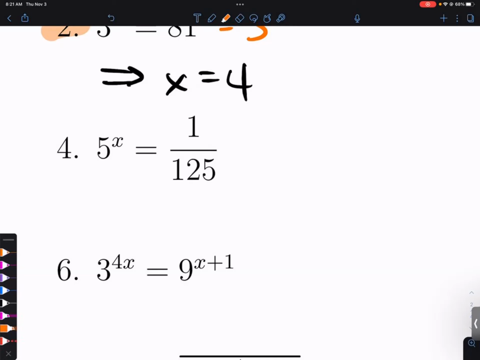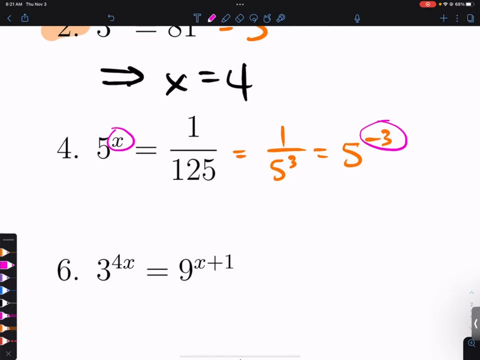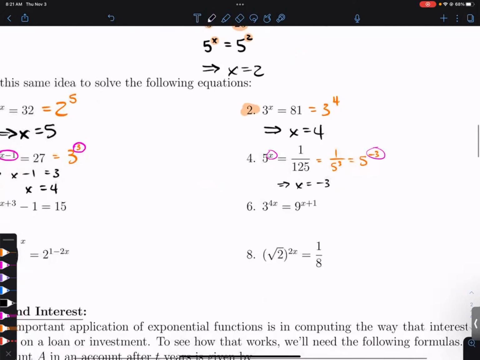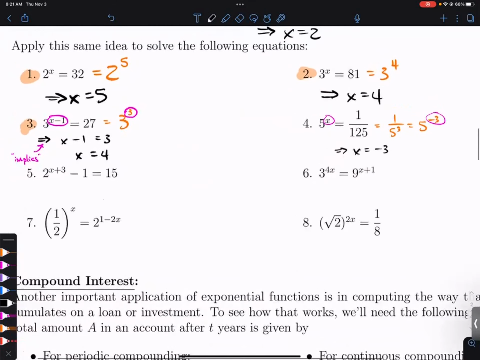125 is 5 cubed though. So 1 over 125 is 5 to the negative 3. So again, then this must be the same thing as that. Okay.